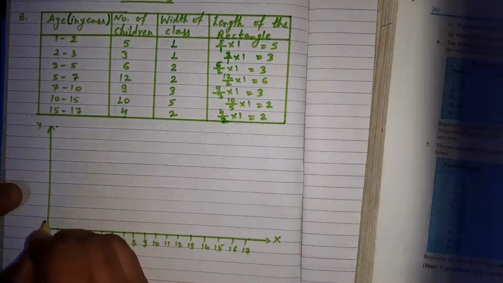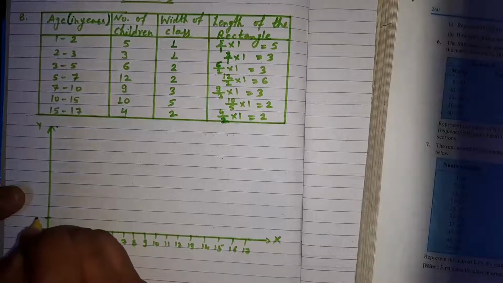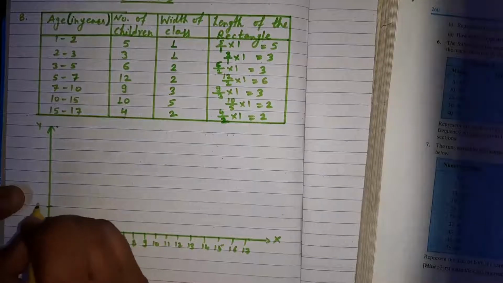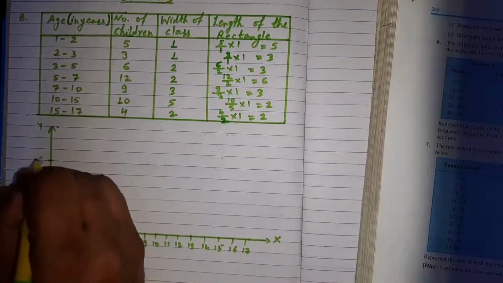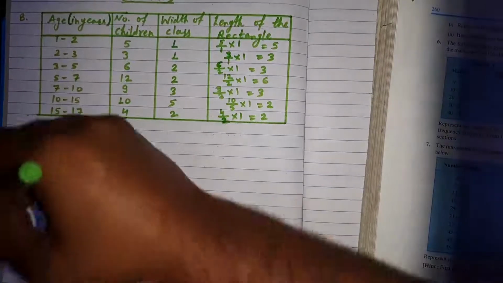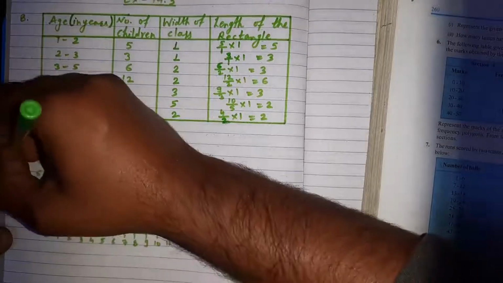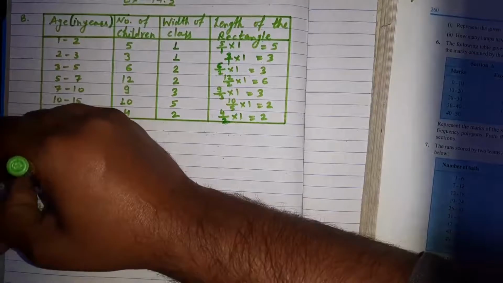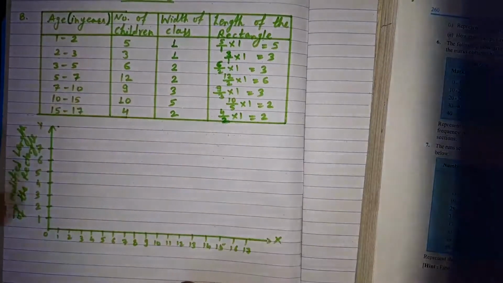And the scale we are taking is 1 centimeter equal to 1 unit: 1, 2, 3, 4, 5, 6, 7. On the y axis, the modified length of the rectangles.